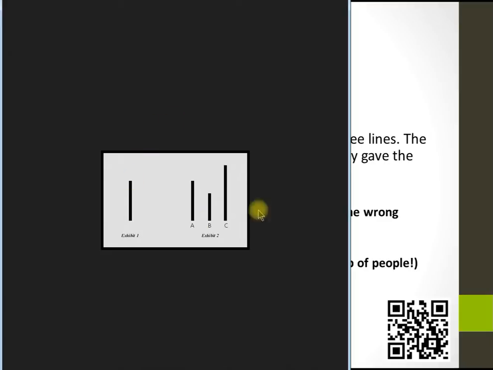To give you some idea of what the lines look like, you were asked to say which of these lines, A, B or C, was the same length as Exhibit 1. The answer is obvious, hopefully. You can tell that it's A. The Confederates would give deliberate wrong answers, so the Confederates would say B.